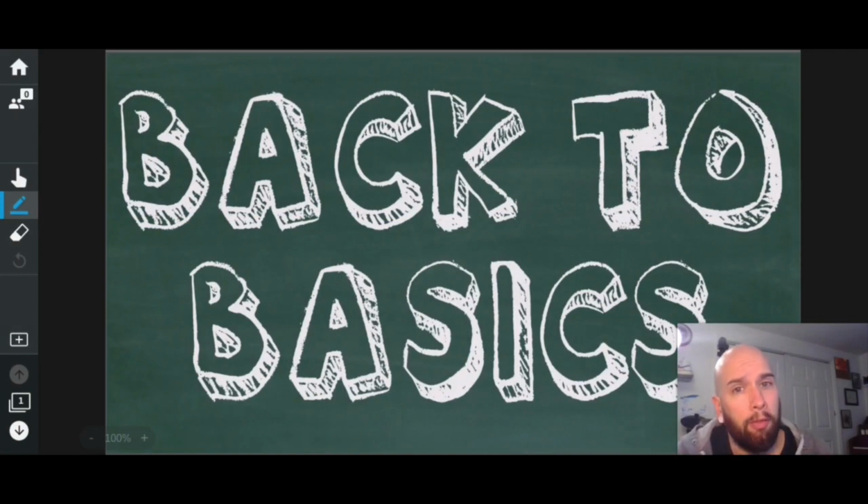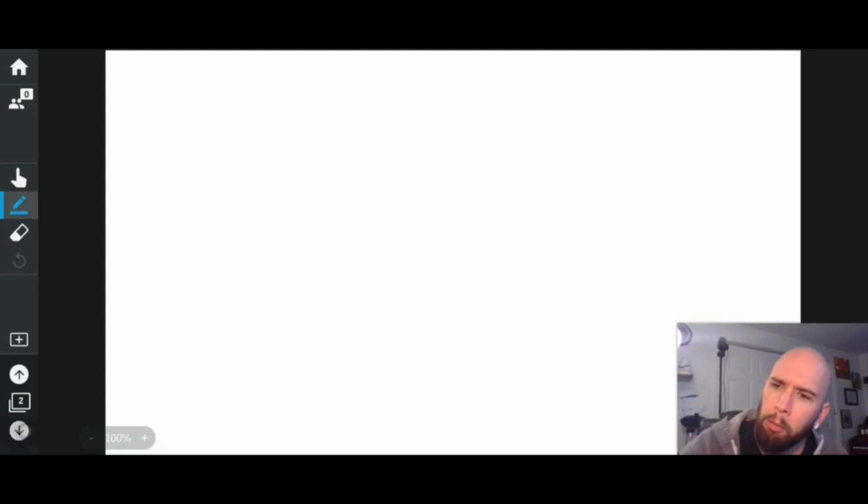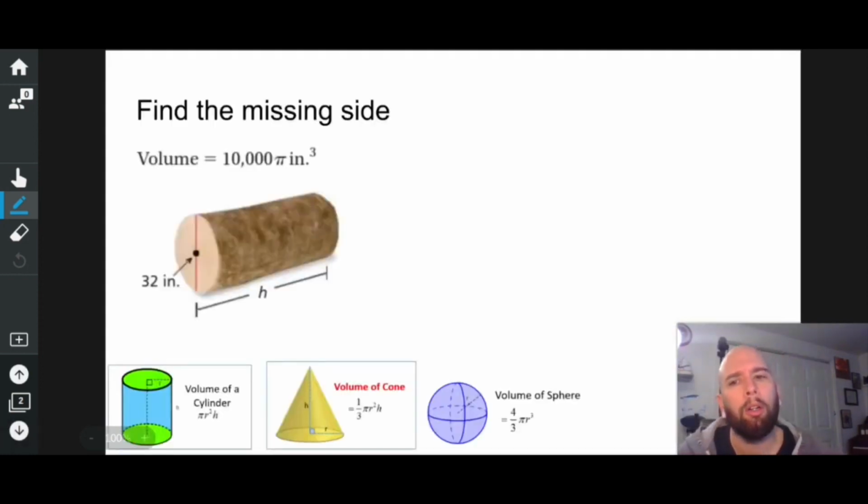More back to basics fun. And today we're focusing on wrapping up the ideas of volume for cylinders and cones and spheres. But instead of finding the volume, I'm going to give you the volume and we have to work backwards. So this is what I do. Whenever I'm given a volume and I'm asked to find the missing side, I think the best thing to do is always write out that formula.